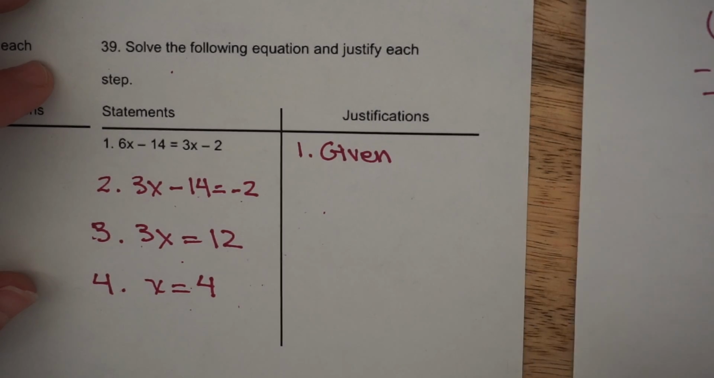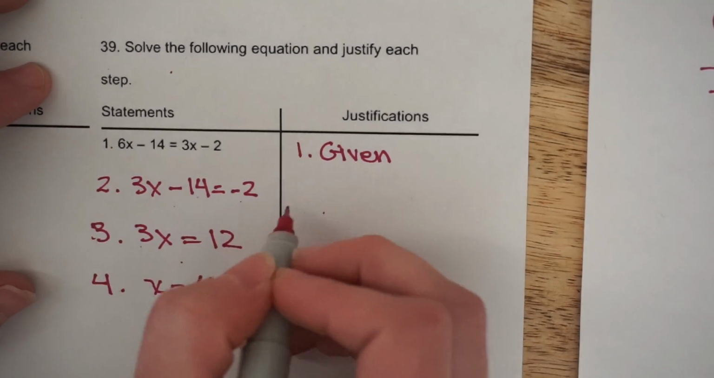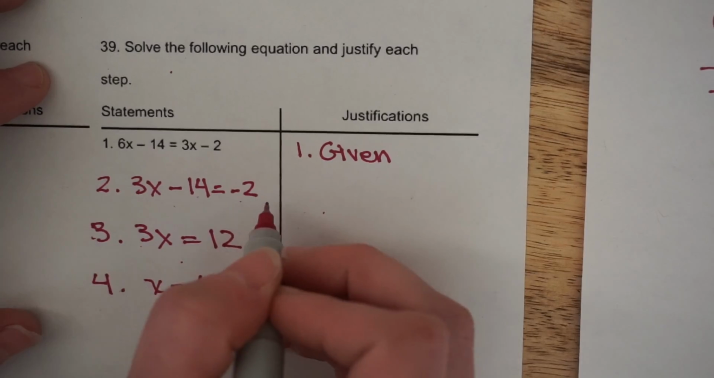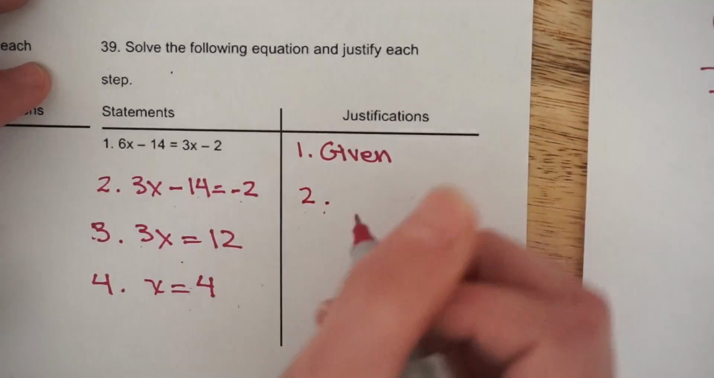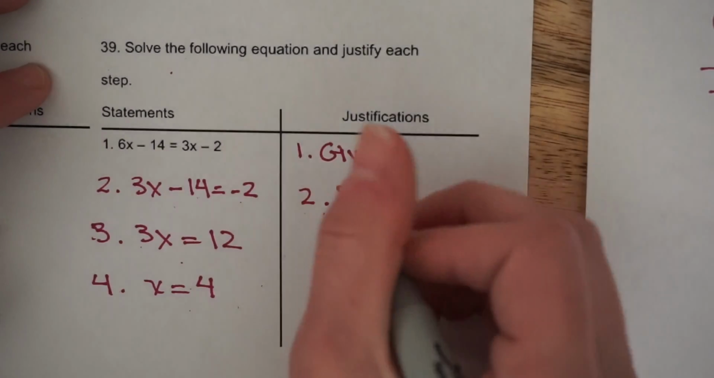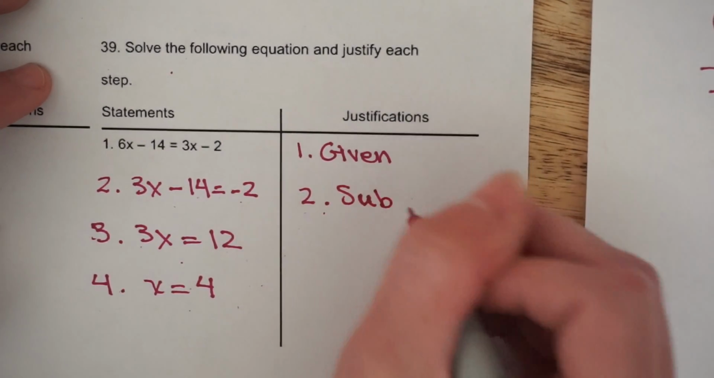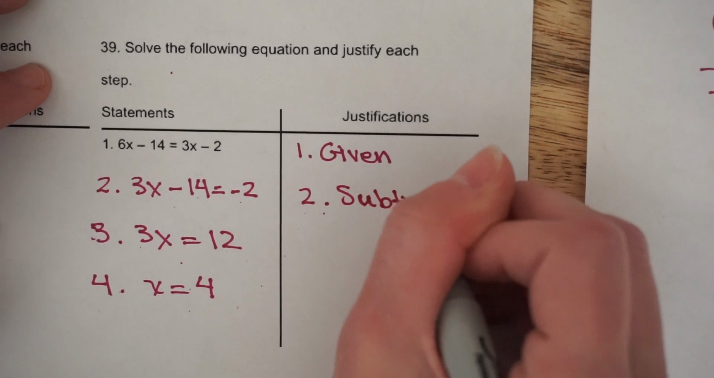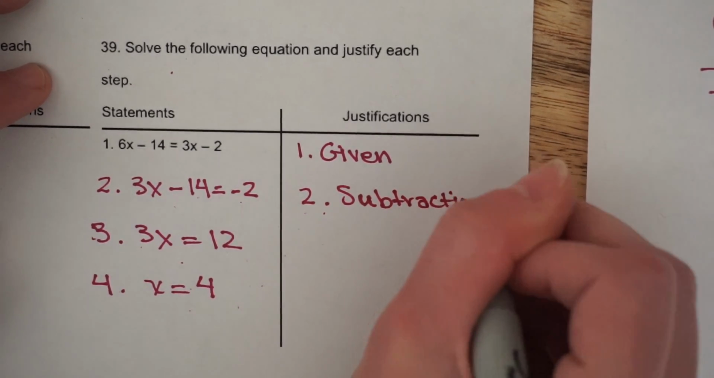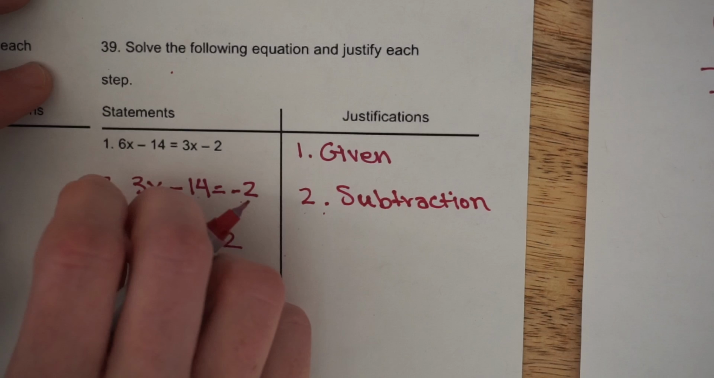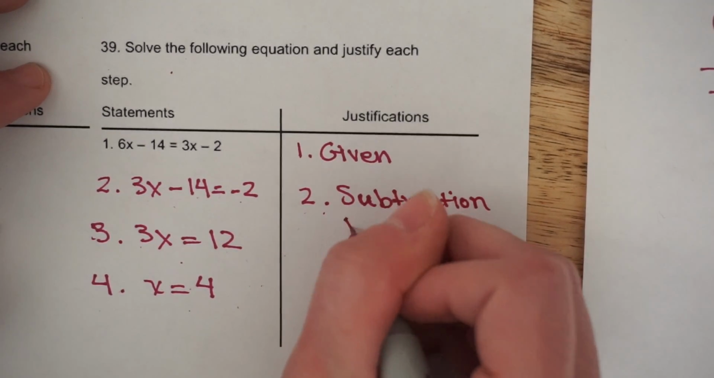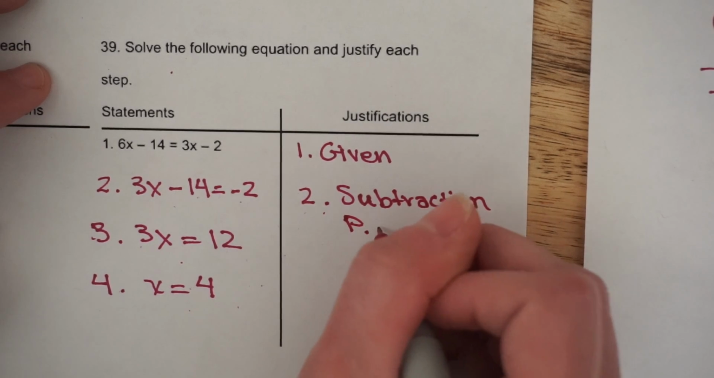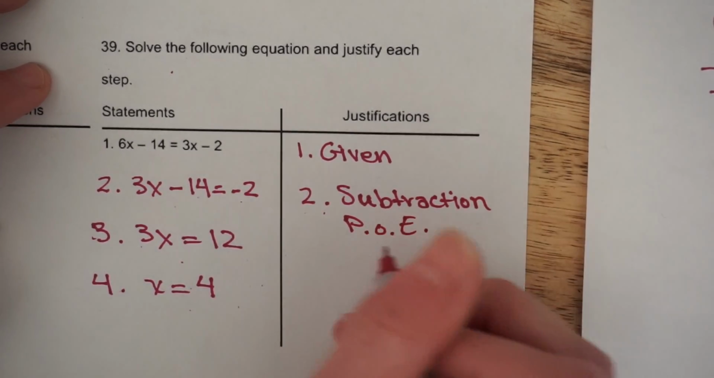Okay, so what we're going to do now is just like, hey, let's just double check we're on the right track. Okay, first step was given. Our second step, we just subtracted 3 from both sides. So the fancy way of saying both sides is property of equality. You have to say it really fancy when you do it. So I'm just going to write subtraction POE, property of equality.